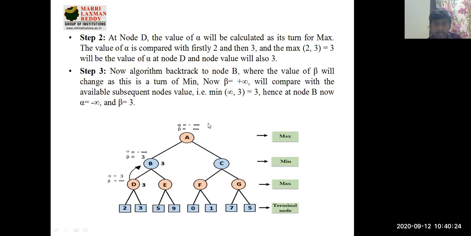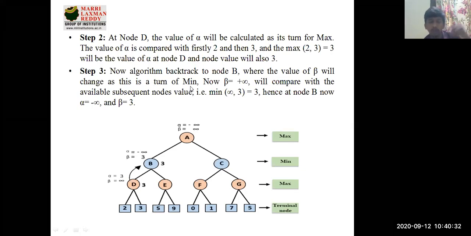At step 3, you can see the algorithm will backtrack to node B, where the value of beta will change as this is the turn of the minimum. That's what we have discussed: whenever you go to the minimum level, the value of beta will be updated.